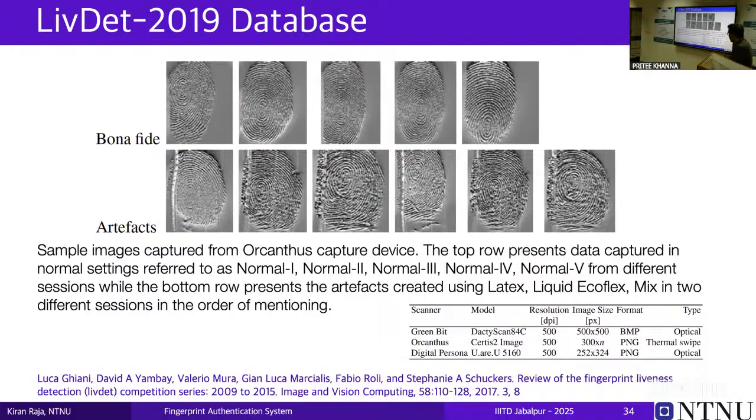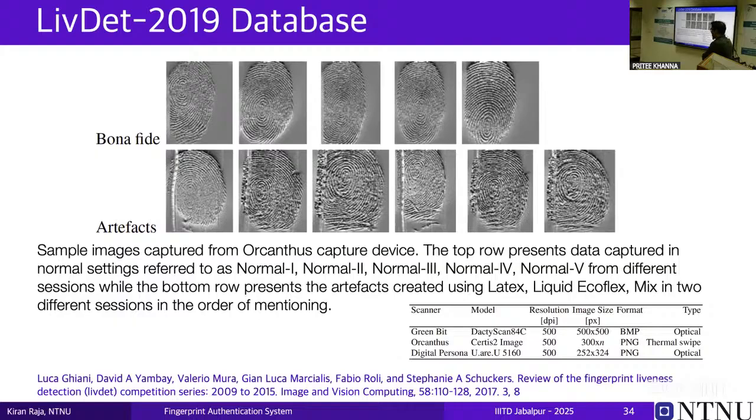And now the fake fingerprints, you see, can be created using different kinds of approaches. For instance, using latex, which is the rubber material. And then you have the liquid Ecoflex, which is another kind of material. And then you have a mix of two different materials, and then you get a different kind of fingerprint. So in the rest of the talk, we will focus on these three different data sets.